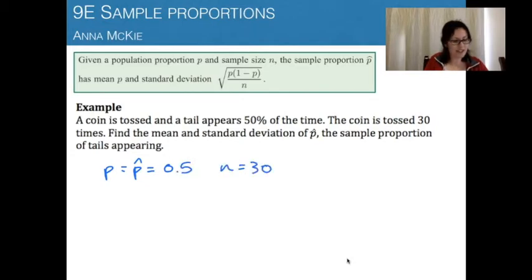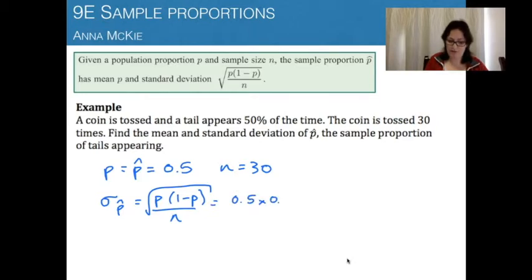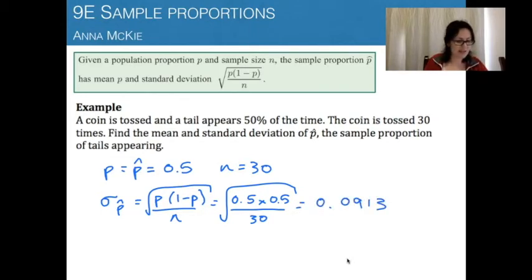And to work out the standard deviation, another way of writing this as a subscript is the standard deviation with a subscript p hat, and substituting that into the formula, I'll substitute in my two proportions over n, the square root of all of that, and that gives us a number of 0.0913. So just practicing the skills on that one.